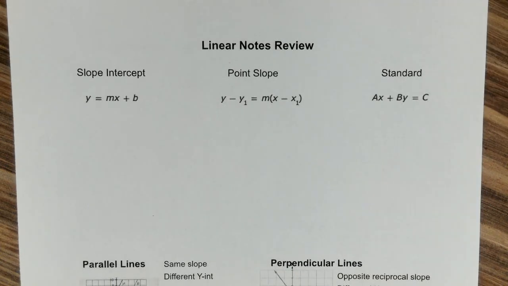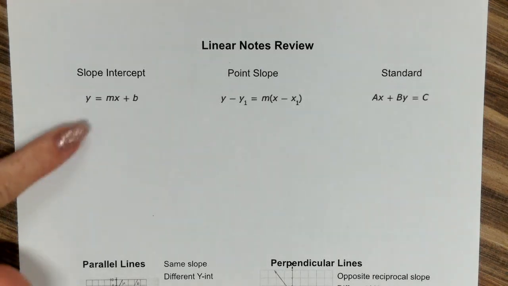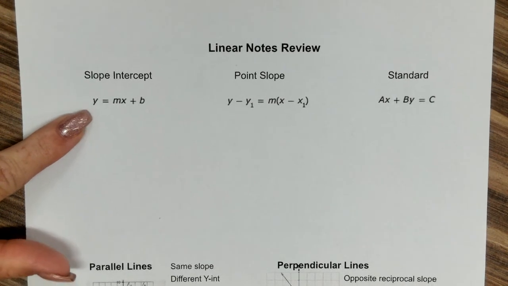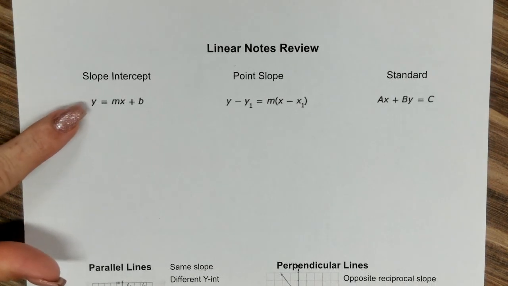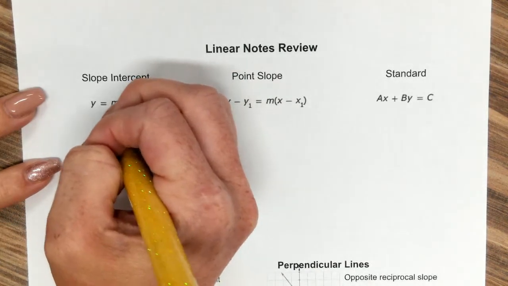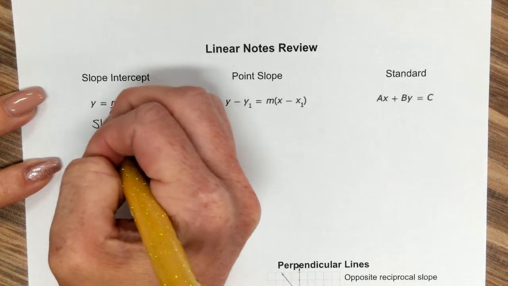Okay, so the first thing we're going to review to get ready for STAR is all things linear. There are 3 linear equation forms that you need to know. Slope-intercept form is the most common form. It's the form that most equations are going to be written in. And you need to know that the m is the slope.